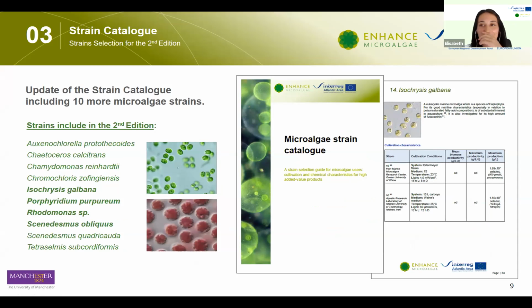Now I will continue talking about the second edition of the catalog, which we decided to prepare as an update of the first one, and also to increase the number of microalgae with huge potential for commercial applications. So after a new literature review, finally we decided to select and include 10 more strains. Among these microalgae, we can find Isochrysis galbana and Porphyridium purpureum.